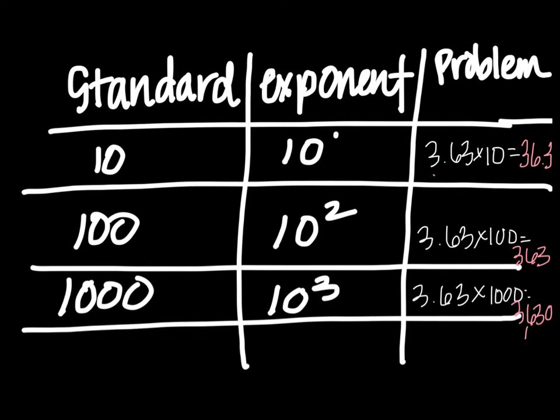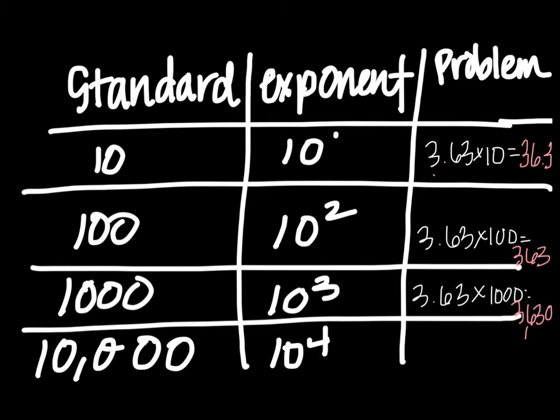If my pattern were to continue, and I wanted to do 10,000, which equals 10 to the fourth power, and I wanted to multiply that by 3.63 times 10 to the fourth, what do you think I would get? Hopefully you said 36,300, because again, I'm going to keep moving that decimal place forward and forward and forward.